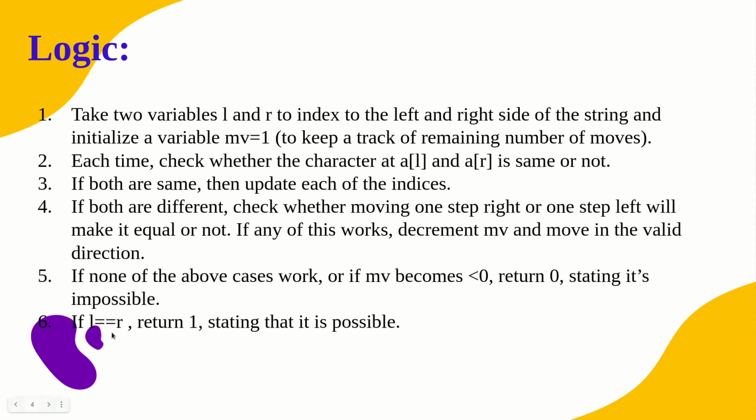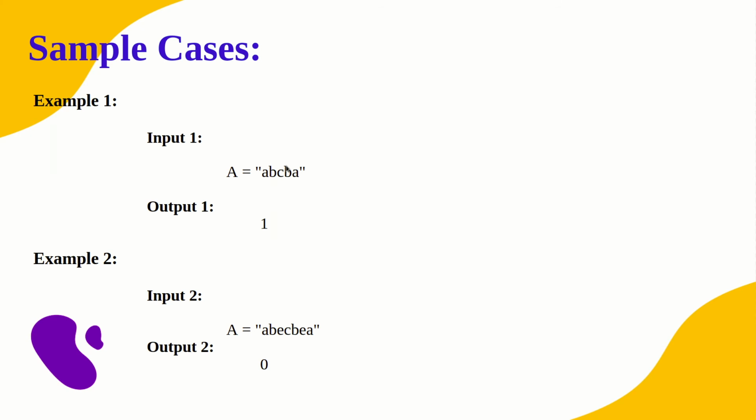And finally, if L becomes R, return 1, stating that it is possible. Why so? Because if MV has not become less than 0 at any point of time while traversing the entire string, then we are sure that L equals R means both are pointing to the same character, like it happened in this case. Both L and R were pointing to this index 2, and that means there was no problem throughout the string, and we have confirmed that exactly one character removal can make it a palindrome. So this is how the overall code works.